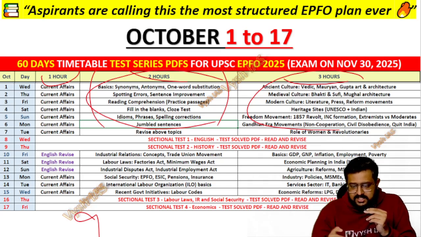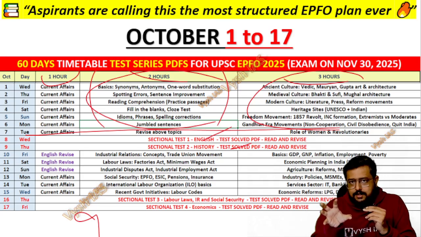So when you finish that first slot, that is now October 1 to 7, then we'll give you a sectional test of English, a sectional test of history. So like this, you will study a section with the notes, and then you will do the sectional test PDF.